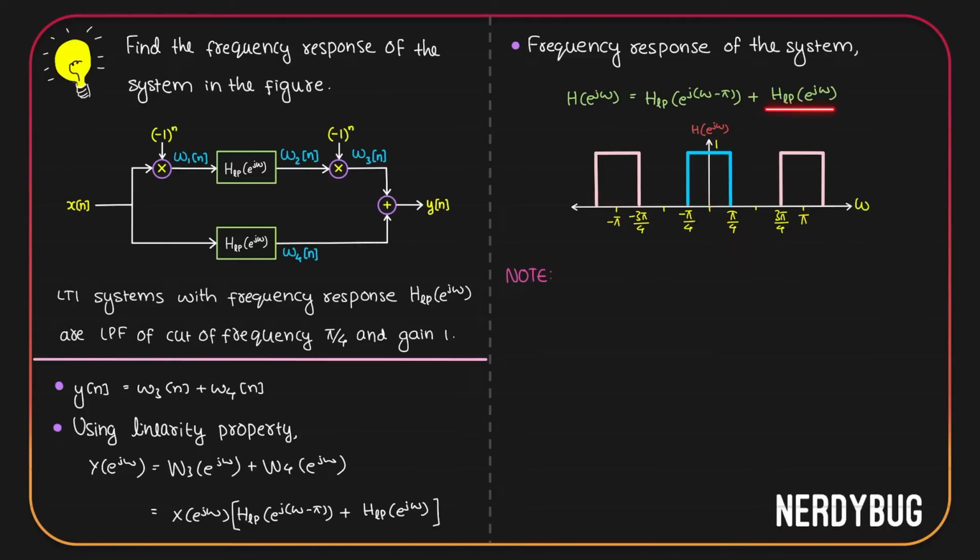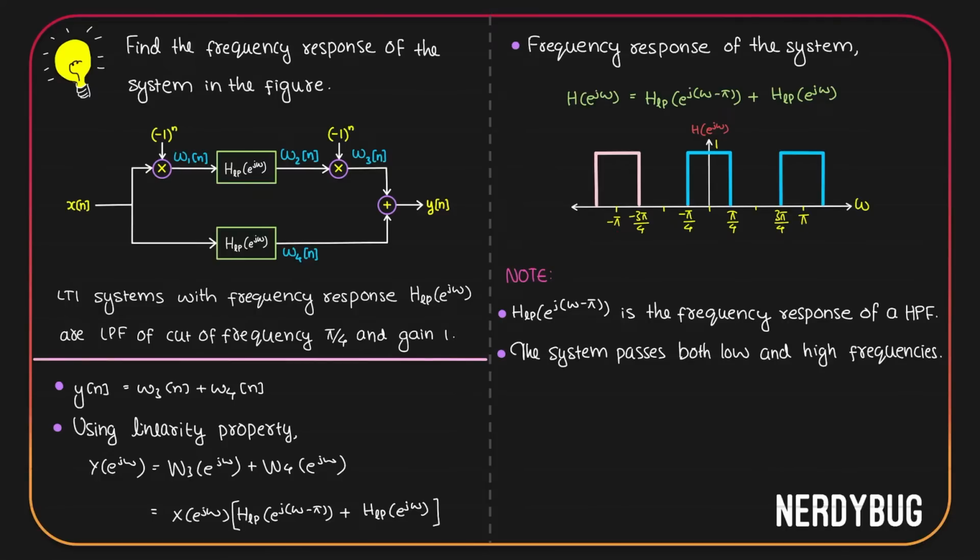That is because HLP of e raised to j omega is obviously a low pass filter, so it is letting low frequencies go through it. But we learned in the previous video, HLP of e raised to j omega minus pi is the frequency response of a high pass filter. So that is why H of e raised to j omega, which is a combination of these two, is also letting the high frequencies pass through it. So we can conclude the system passes both low and high frequencies.